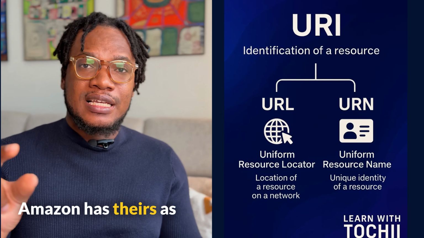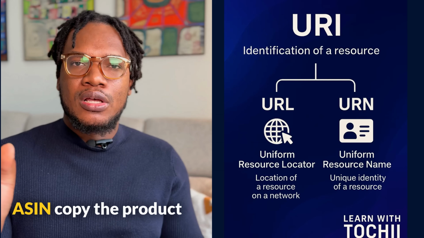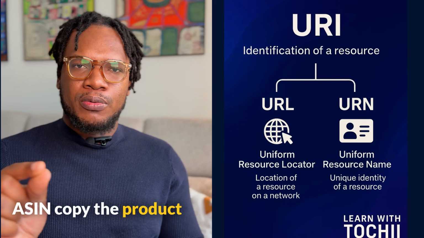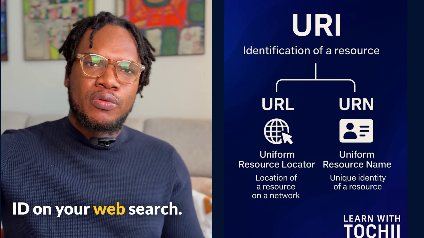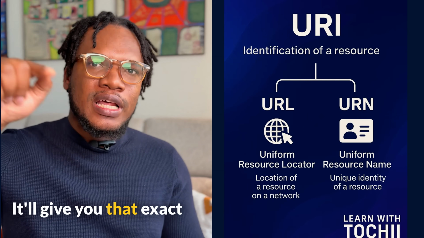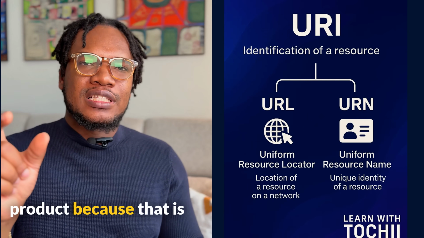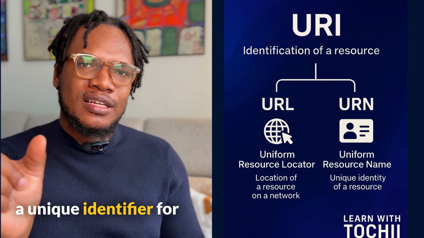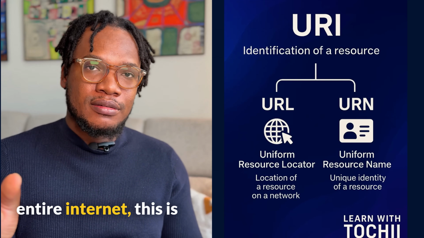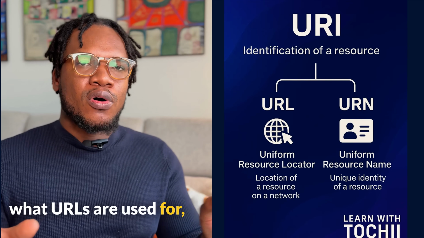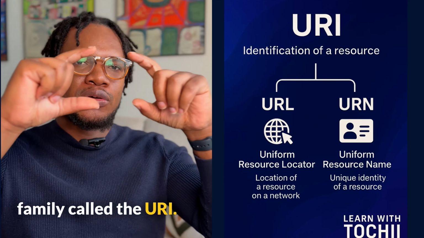I think Amazon has theirs as ASIN. Copy the product ID, paste that product ID on your web search. It will give you that exact product because that is a unique identifier for that product across the entire internet. This is what URLs are used for, and they're under one family called the URI.